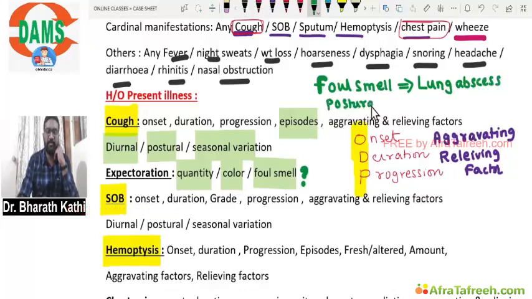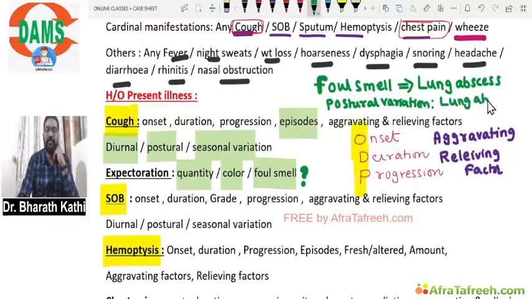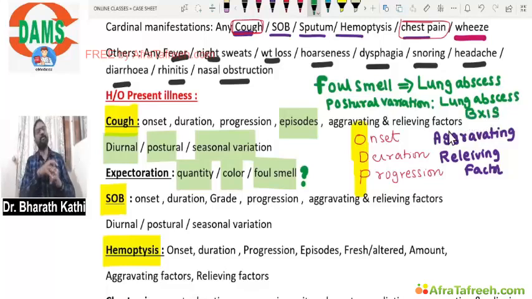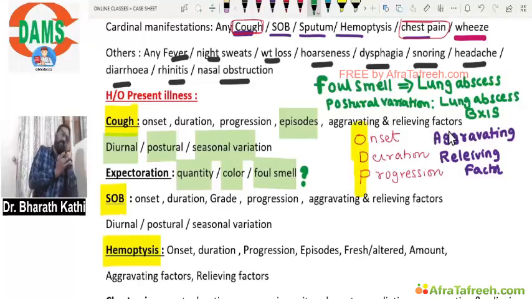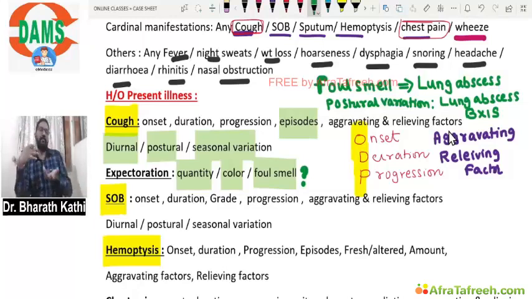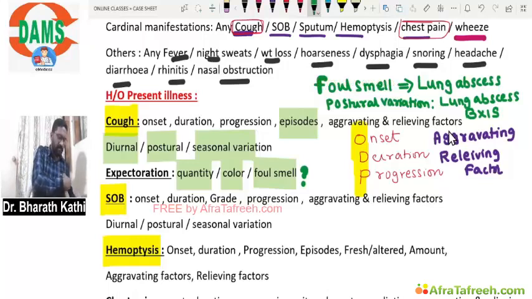So postural variation again can be seen in lung abscess and bronchiectasis. Once again, when we discuss the symptoms, I'll let you know everything in detail. So in lung abscess and bronchiectasis, what happens is patient will be comfortable on the diseased side. When he turns to healthy side, patient will develop more cough. The reason is simple. All this time when the patient was on the diseased side, all the dirty secretions were in the diseased lung.